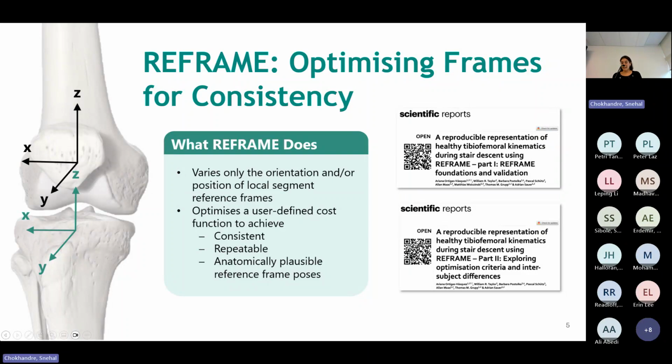By optimizing the segment reference frames of different data sets with the same underlying cost function, we're effectively targeting a consistent set of reference frames across our data sets. And the concept is really kind of similar to what we're already doing with functional flexion axes, for example. The main difference is just that the user is free to select their own cost function and that we can harmonize and optimize in all 6 degrees of freedom.